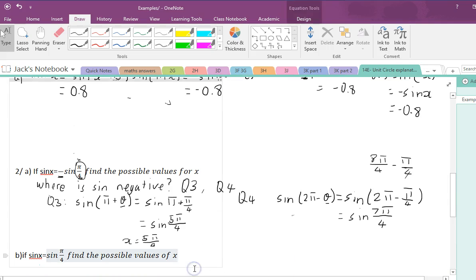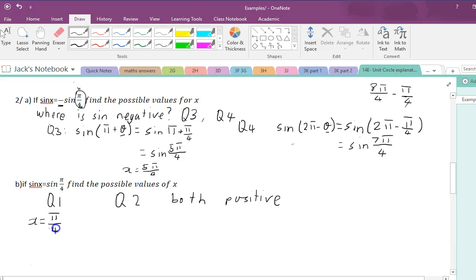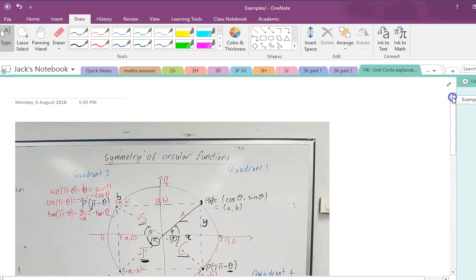Alright, last one, which I want you guys to try first. If sine x is equal to positive sine pi on 4, find the possible values of x. So first step, what areas would that be? So that would be in quadrant 1, it is positive, and quadrant 2, both positive. So this one's a bit easy for the first one, quadrant 1. Well, when does sine x equal sine pi on 4? When x is equal to pi on 4. There's no looking back up here. In the first quadrant, there's no manipulation of the reference angle, as you've just got theta there by itself.